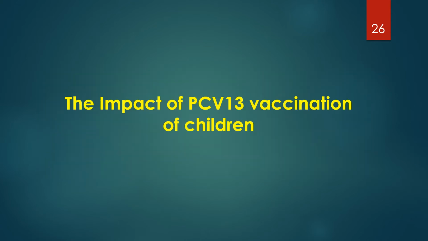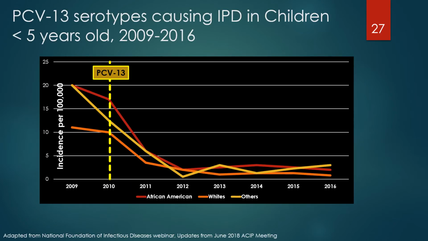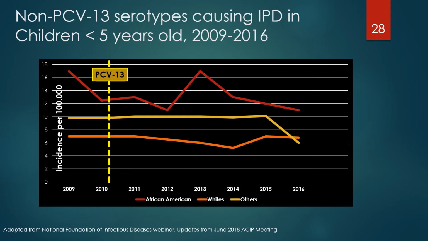Let's briefly discuss the impact of PCV13 vaccination of children. Since PCV13 was introduced for children in 2010, PCV13 serotypes causing invasive pneumococcal disease in children under 5 years old plummeted for all racial groups. It seems that the racial disparity for IPD in children under 5 was eliminated with PCV13 vaccination of children. Over that same period, non-PCV13 serotypes did not decline, and the racial disparity of IPD persisted between whites and African American children under 5.